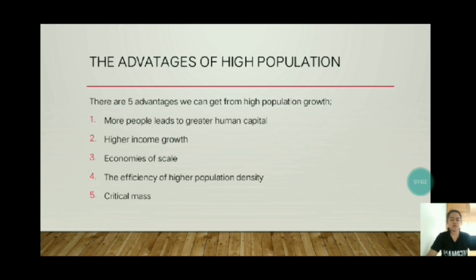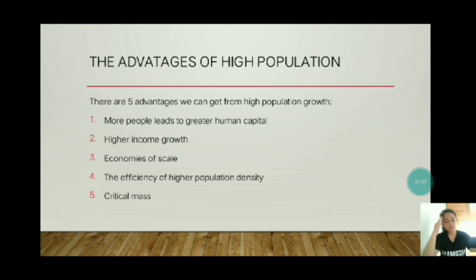It will lead to higher tax revenues, which can be spent on public goods such as healthcare and environmental projects. Next is the economies of scale. So farming and industry have been able to benefit from economies of scale, which means as the population grows, food output and manufacturing output have been able to grow even faster than the population growth.